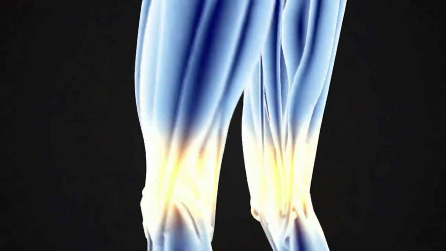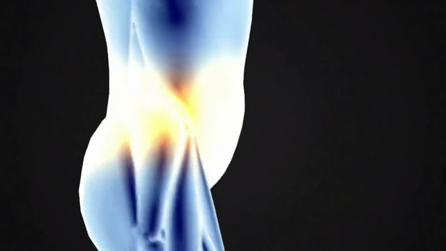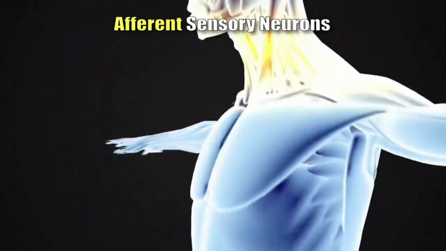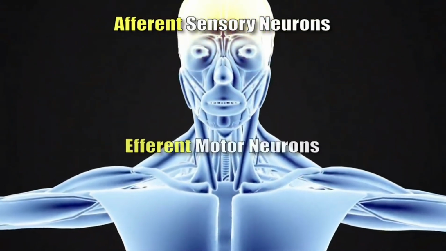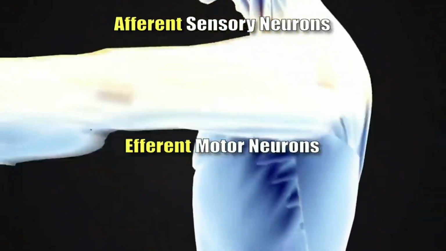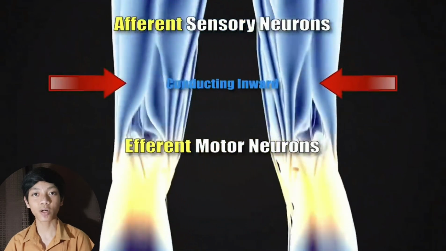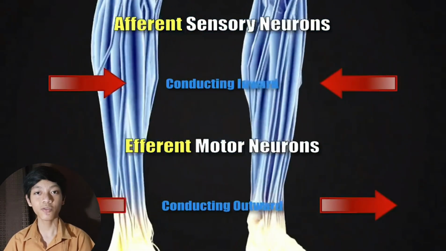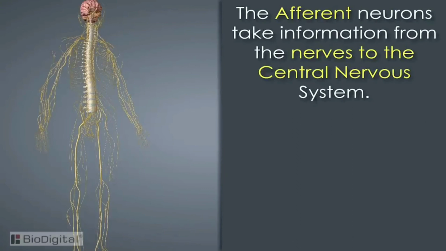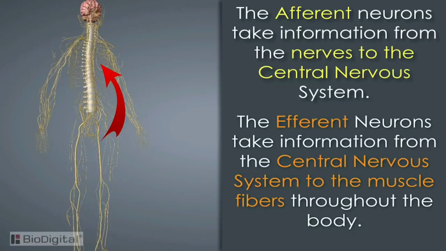The structures that allow this communication to happen between the nerves throughout the body and the central nervous system are known as the afferent sensory neurons and the efferent motor neurons. Now, afferent simply means conducting inward and efferent means conducting outward. So just like in the spinal nerves, the afferent neurons take information from the nerves to the central nervous system. The efferent neurons take information from the central nervous system to the muscle fibers throughout the body.